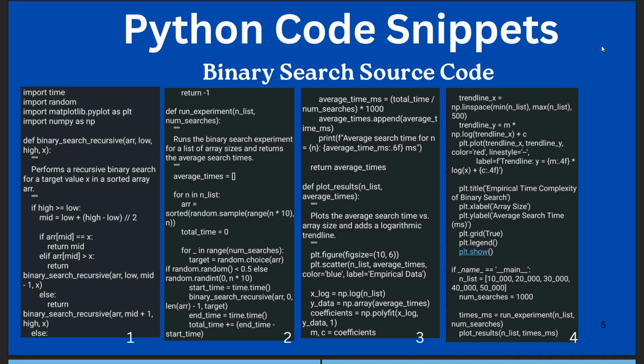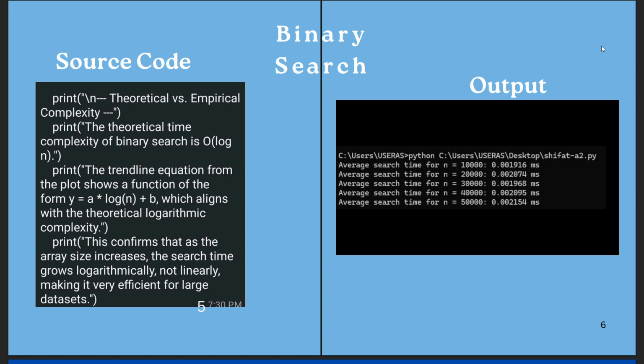Now, here we have the binary search source code and sample output. The key idea is simple. Check the middle element. If it matches, stop. If the target is smaller, search the left half. If larger, search the right half. This halving process explains why the algorithm runs in logarithmic time.